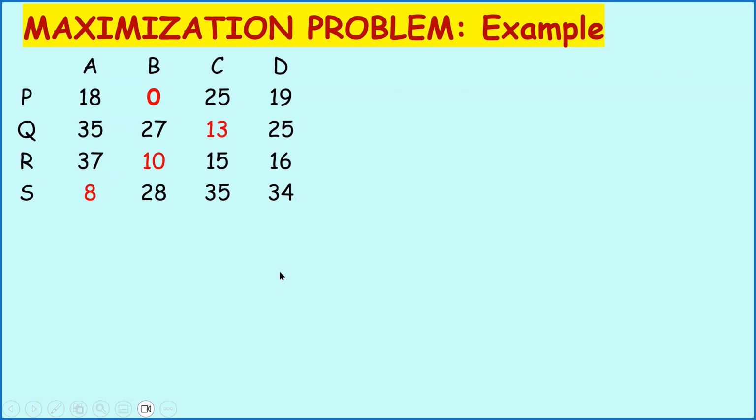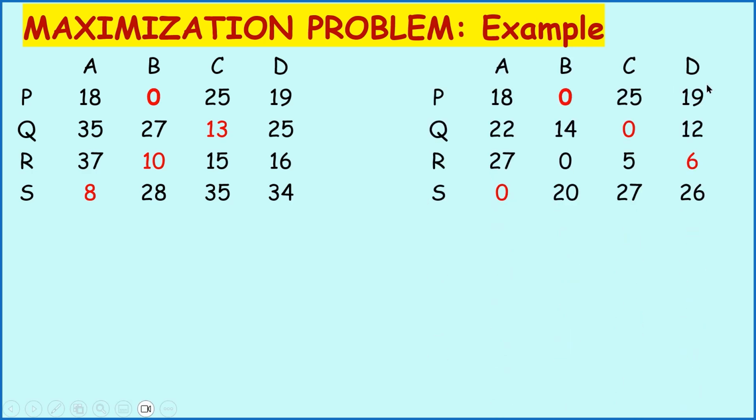Now if you apply the Hungarian method to this matrix, identify the minimum value in the row. In the first row that is 0, so the values will not change. In the second row, the minimum value is 13, so you subtract 13 from every element: 35 minus 13, 22. 27 minus 13, 14. 13 minus 13, 0. And 25 minus 13, 12. In the third row the minimum value is 10, and in the fourth row the minimum value is 8. So finally you will get this matrix.